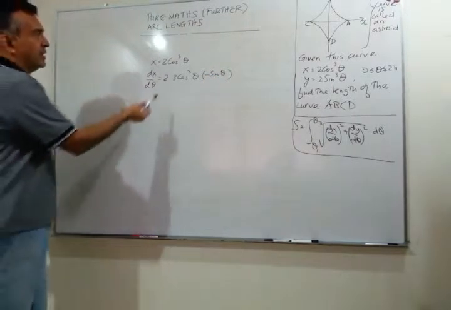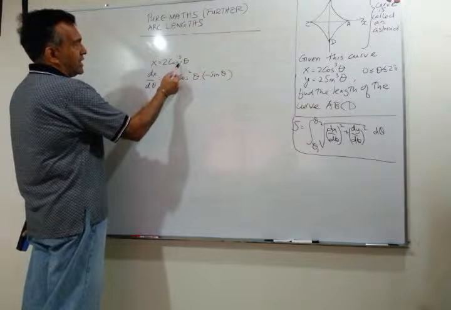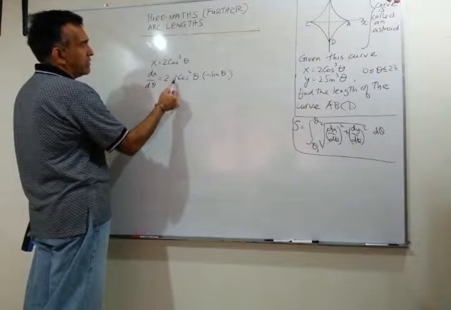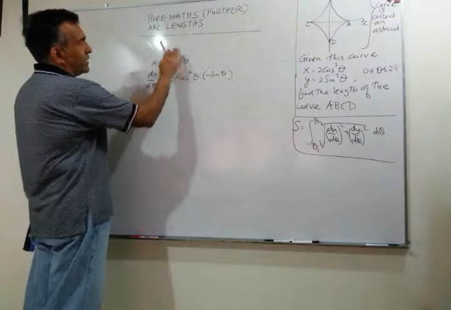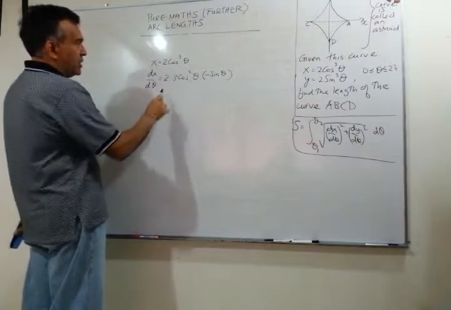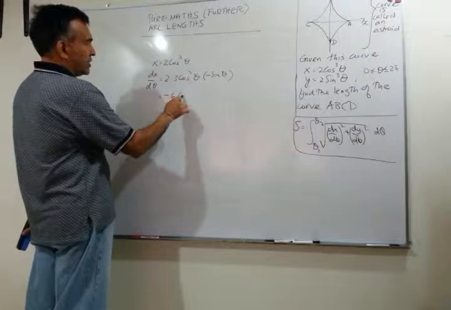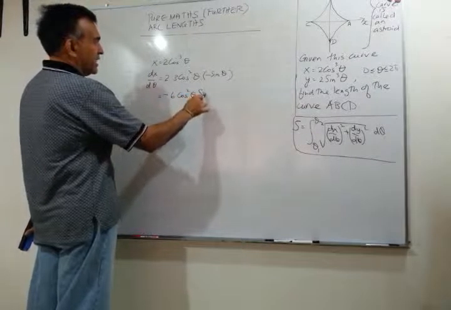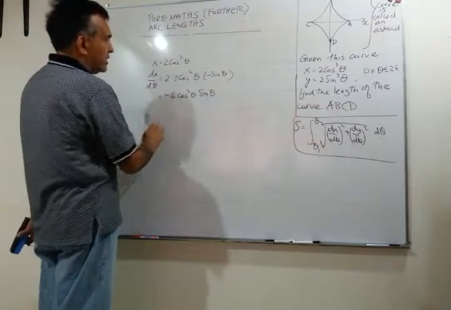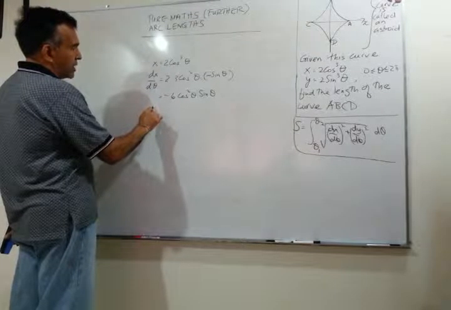Again, x equals 2 cos cubed theta. Leave the 2 alone. And we're going to differentiate cos cubed theta. Bring the 3 down, reduce the power by 1, then forget about the power and differentiate cos theta. You will get minus sine theta. So what do we have here? We have negative 6 cos squared theta sine theta. 2 times 3 is 6, and I have a negative here. And we're done.